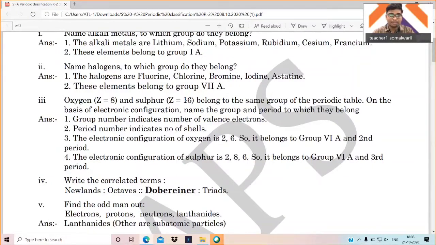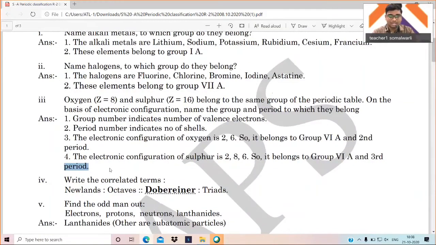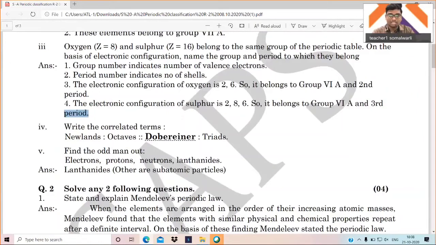Sulfur, atomic number 16, has electronic configuration 2,8,6. So what is its group number? Valence electrons represent the group number, so 6A is the group number, and as it has first shell, second shell, and third shell, it is the third period. It is very simple, my dear student. Always remember: the number of valence electrons, that is in the outermost orbit, always represents the group number, and the number of orbits, that is the first shell, second shell, third shell, always represents the period number.